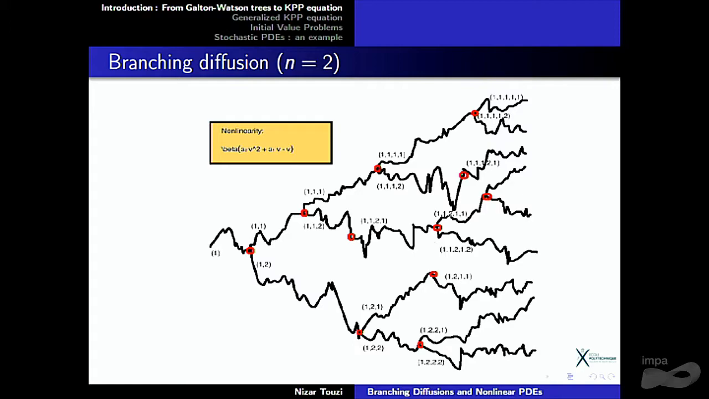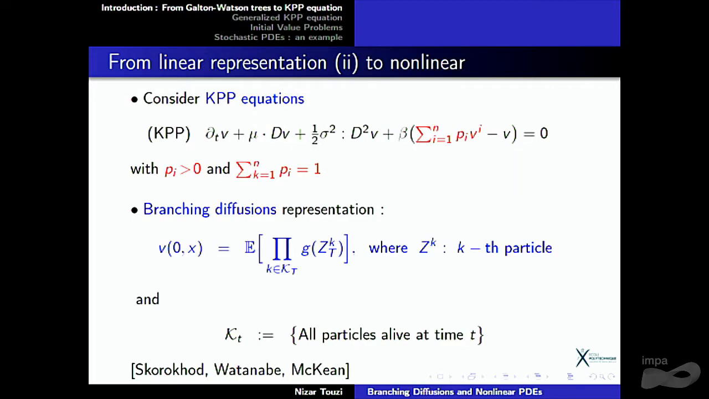Whenever it branches, the descendants evolve independently of each other and follow exactly the same dynamics. Drift mu, volatility sigma, one more branching time, which is relative to this particle. For this one, the branching time is here. It's independent. Everything is independent. And at every branching time, the new particles follow exactly the same dynamics. Drift mu, volatility sigma. So this is the nature of this representation.